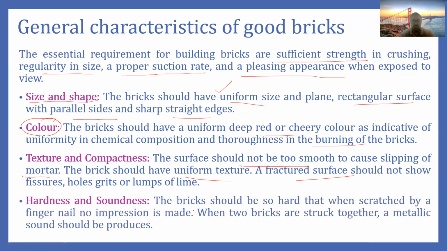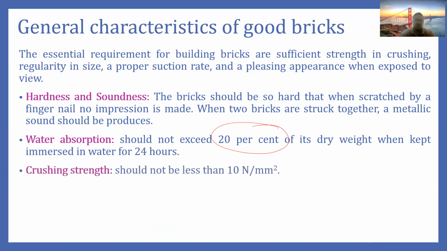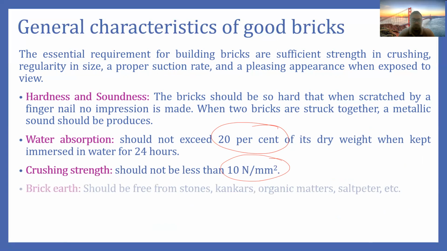Then the hardness and soundness. The brick should be so hard that when scratched by a fingernail, no impression is made. That is again the requirement of first and second class brick. And when we strike two bricks together, a metallic sound should be produced. So that is the requirement as per hardness and soundness criteria. Water absorption should not be more than 20%, which means first class and second class bricks can be considered good bricks. And the crushing strength should not be less than 10 Newton per mm square, but in some work we can use second class brick having a strength of 7 Newton per mm square. But ideally it should not be less than 10 Newton per mm square.